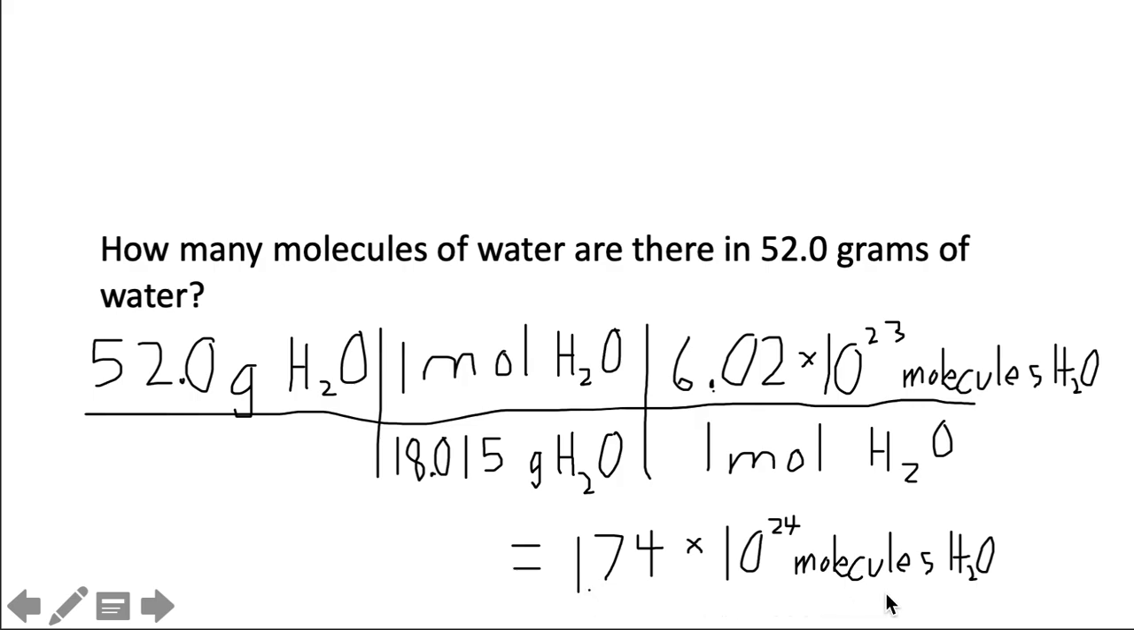And you can see my answer. It's a very big number, which makes sense, right? There's a lot of molecules of water in a small glass of water. This is effectively a very small glass of water. All right, so you can see how many. That's actually septillion, right? 1.74 septillion molecules. It's a lot of zeros.